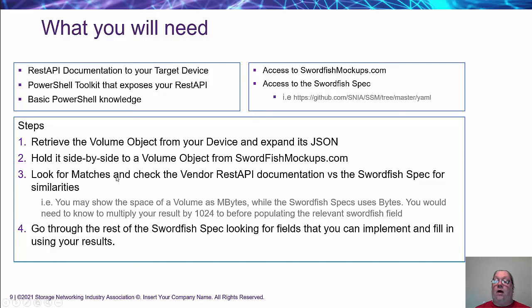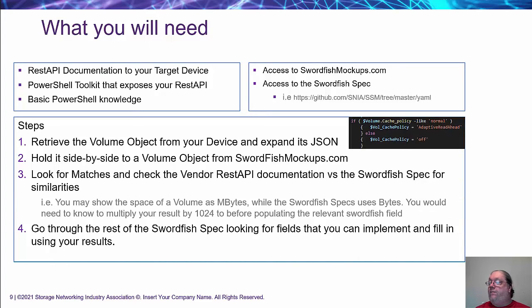Additionally, there are other fields like thin provisioning, deduplication, compression. You're simply going to take the status that you currently have, plug it into the new status that Swordfish calls it. Here's an example. I have something called a cache policy. On my array, that cache policy is called normal, but I know from my own array documentation that normal cache policy on that type of array is adaptive read ahead. So if my cache policy returns back as normal, I want to return back adaptive read ahead, and if it doesn't return back as normal, I want to return back as off. So there's an example where I'm normalizing the language to meet the Swordfish spec.